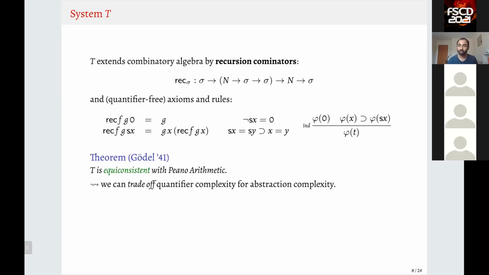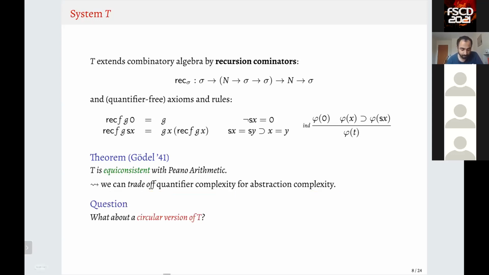And the motto of that is that Peano arithmetic, this crazy theory with lots of quantifiers and logical complexity, can all be interpreted into this just equational theory, this quantifier-free theory system T that has a lot of computational power in the level of its terms. So the motto is that we can trade off quantifier complexity for abstraction complexity. And that is a really, really deep observation. And it's something that underlies lots of research in computational proof theory and computational logic over the following decades.